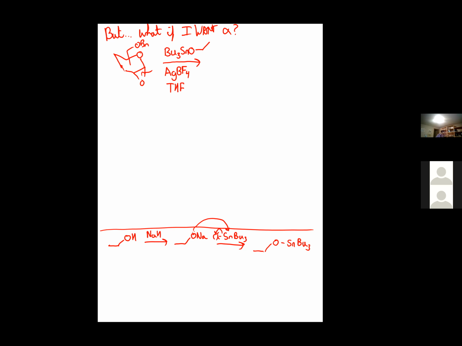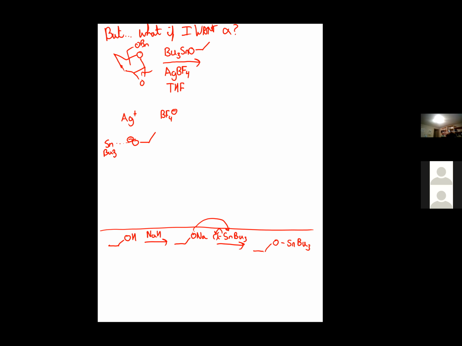Well, you take that and you mix that with the silver salt, and you know something happens. The tin and silver basically do a salt metathesis, so we switch them out. So I think what you can think of is BF4 dissociates more or less completely. Let's just draw this out.